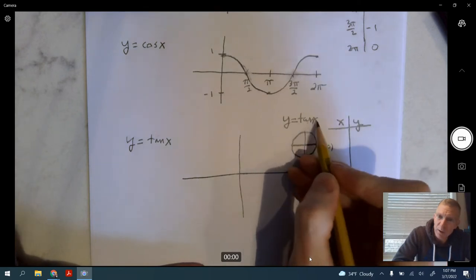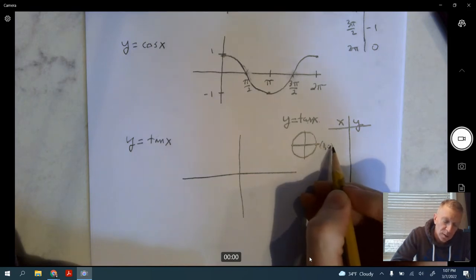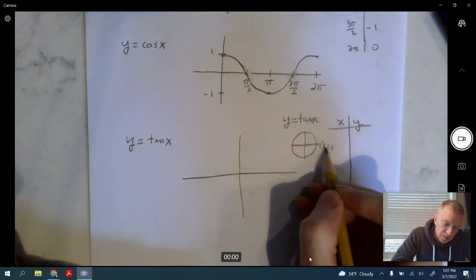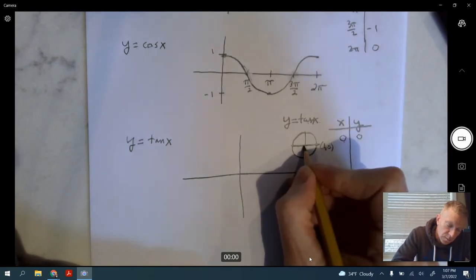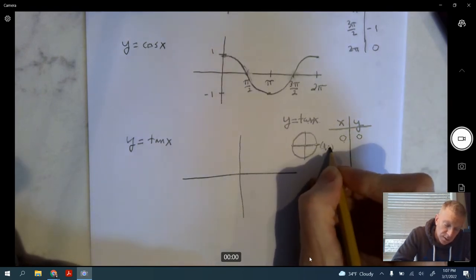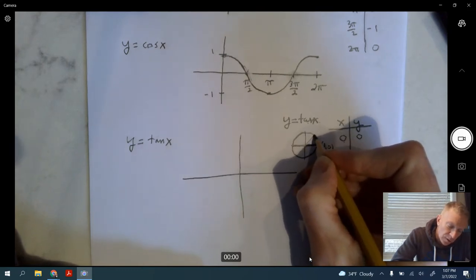Remember, the tangent of your angle is the y value over the x value. Okay, so here it's going to be the y value over the x, 0 over 1, which is 0. So that's when your angle is 0. We're right here. The tangent of 0 is 0 over 1, 0.